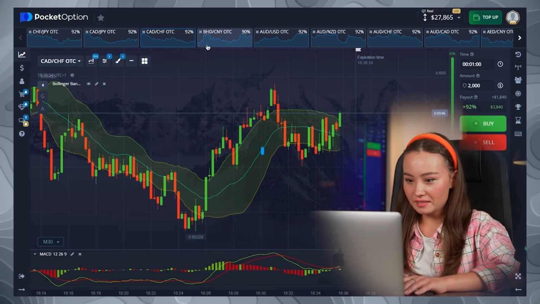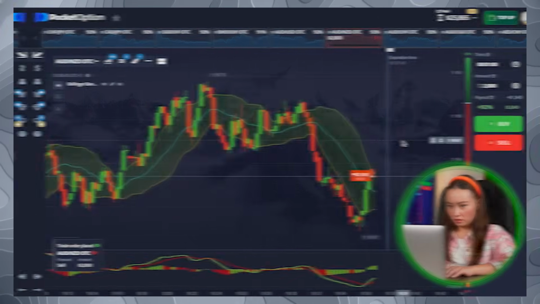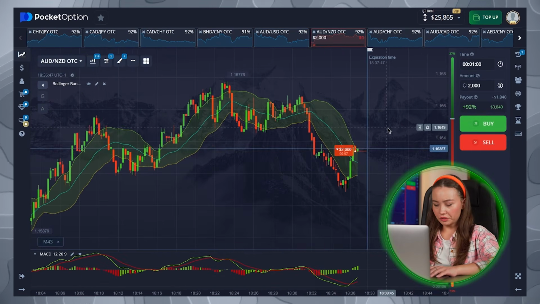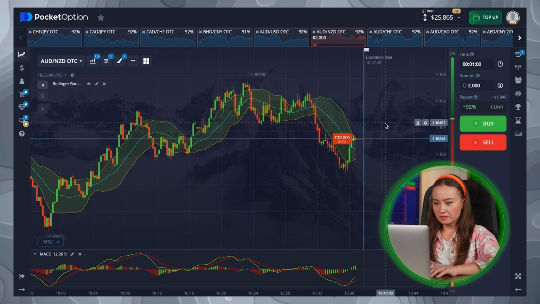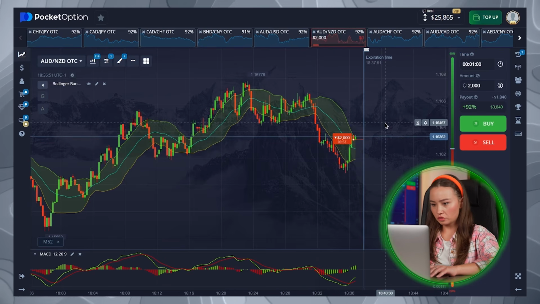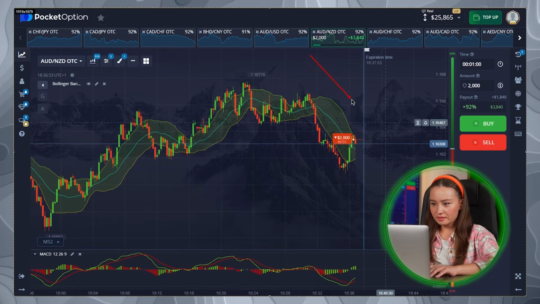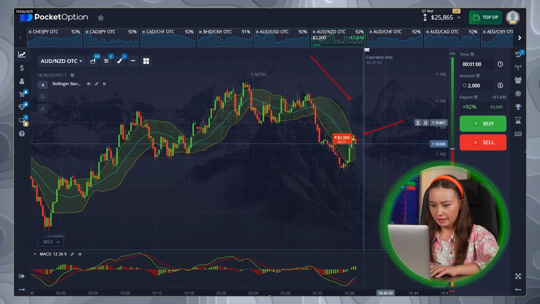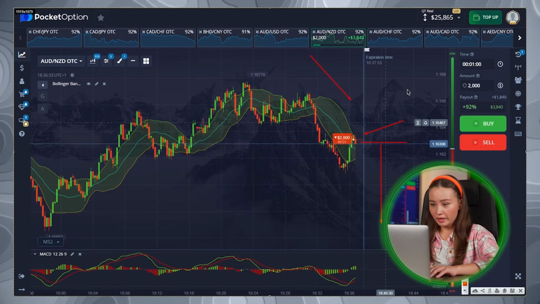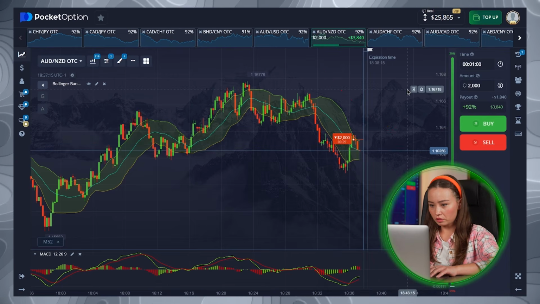Alright, let's switch pairs and see what's up. And opening a short trade here, since the setup matches our strategy. We are seeing a downtrend approaching the upper Bollinger Band channel, and we are below 0 on MACD. So we are going short here. Let's see what's happening on the chart.